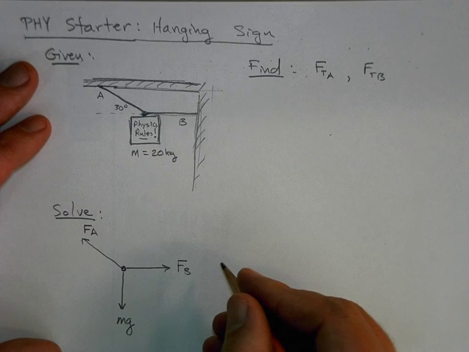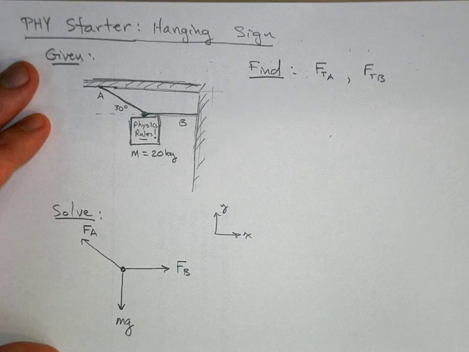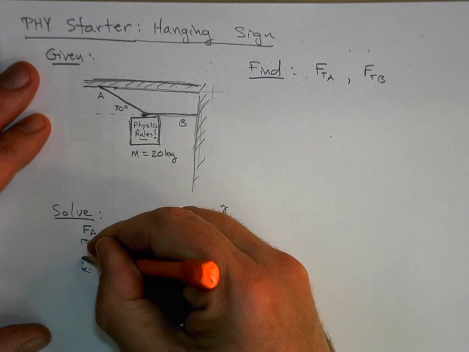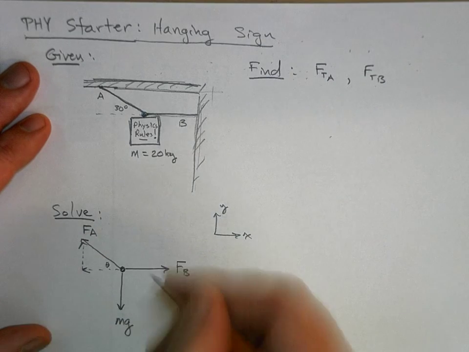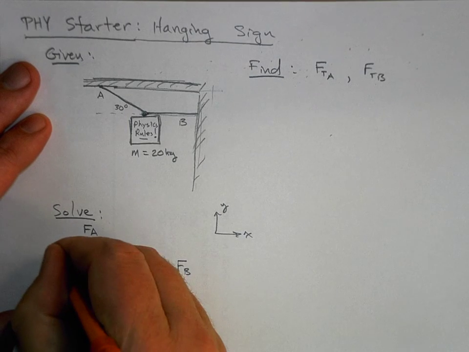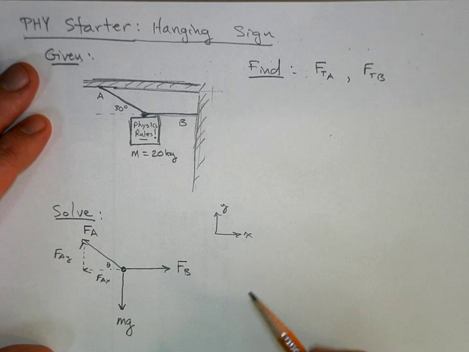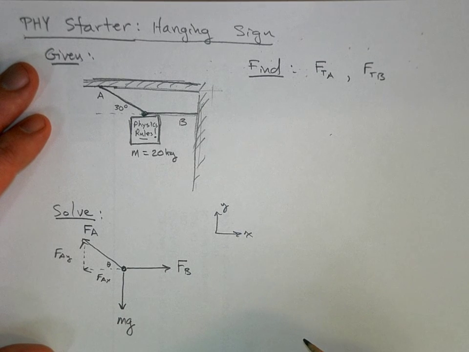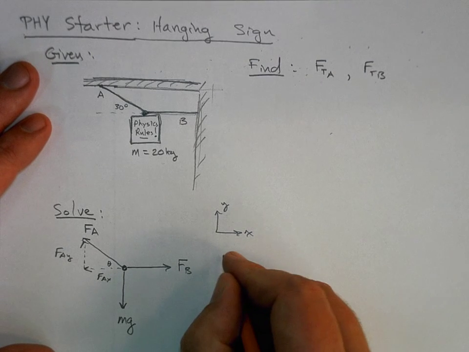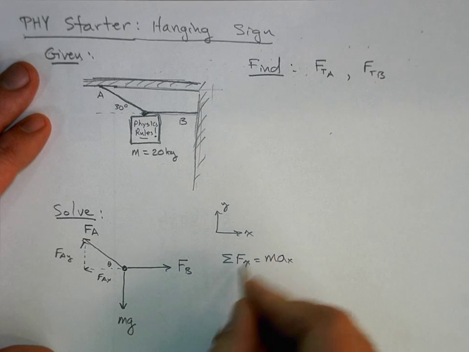Now let's define this to be our x direction and this to be our y direction. FA is going to have an x component and a y component, and here's theta. We'll call these FA in the x and FA in the y. B and the weight don't need to be broken up into components. So now we've done step 3. Step 4: let's sum the forces in the x direction equals ma in the x direction.